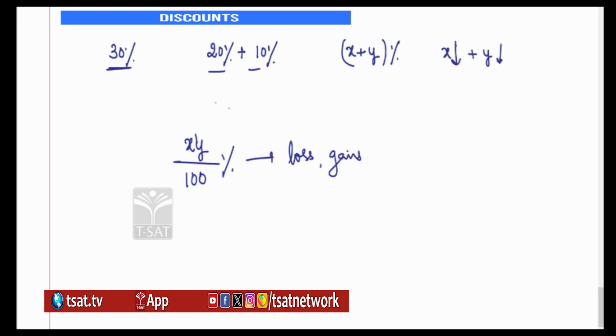If I ask you, instead of taking 30%, if I take 20 and 10, will you lose or gain? If you take double discounts, you will lose. How much do you lose? 20 into 10 by 100, which equals 2%. If you find out 20 followed by 10, it is going to be 28% and this is 30%. If you compare, it is 2% less.